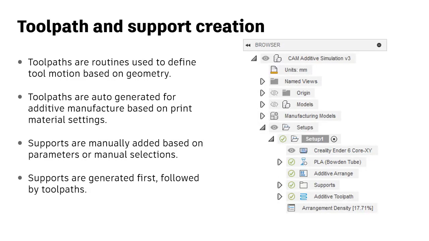Toolpath and support creation. Toolpaths are routines used to define tool motion based on geometry. Toolpaths are auto-generated for additive manufacturing based on print material settings. Support materials are manually added based on parameters or manual selections. Supports are generated first, followed by the toolpaths.